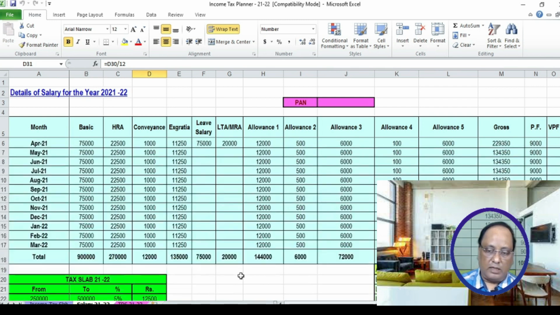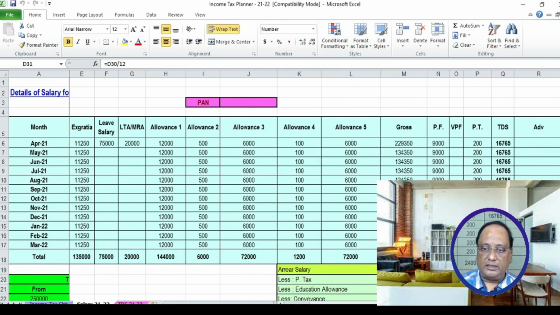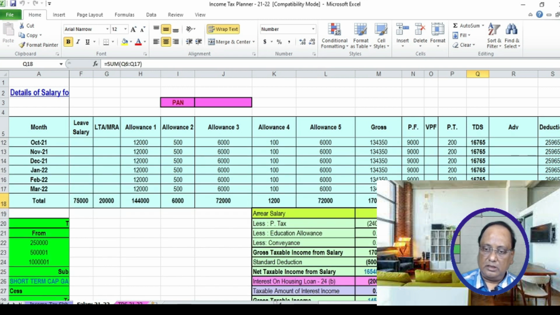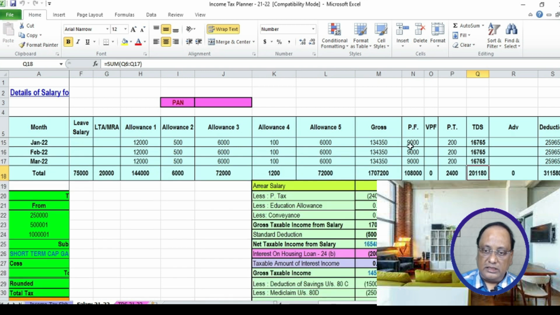Now you can make your plan of deduction of tax on a monthly basis. It is up to you what amount you will deduct. You can deduct more or you can deduct less, but if you deduct less at the beginning of the year, the burden will come at the end of the year. So I have taken an equalized amount on a monthly basis, that is reflected 16,765. So you see it is matching with this, and this is the basic planning of your income tax deduction.